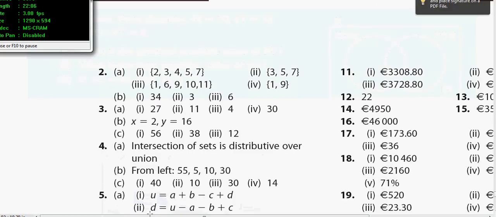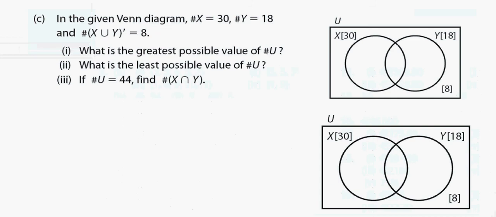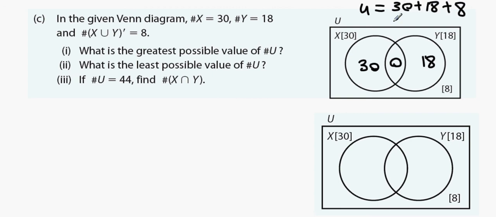Now, this is quite a hard question to understand, okay? So we're going to experiment with our values. The first thing we're going to do is see what happens with the intersection. If this intersection is 0, then 30 people are in x only, 18 people are in y only, and then we can calculate the u value. The u value would be 30 plus 18 plus 8, and this would give us 56, I believe.